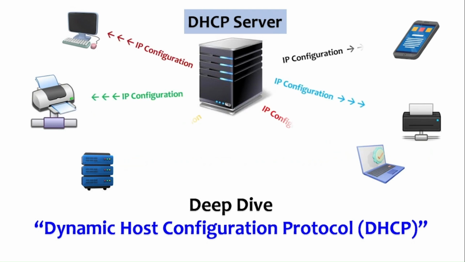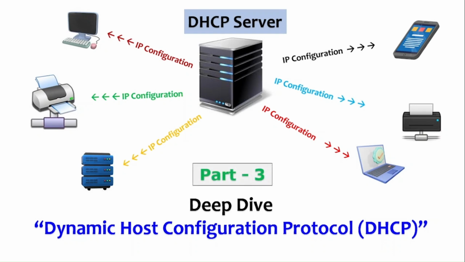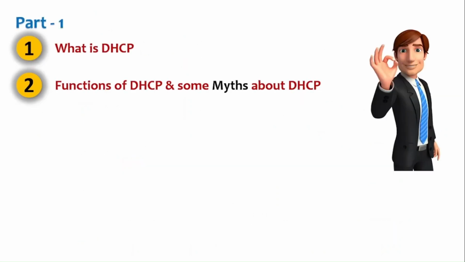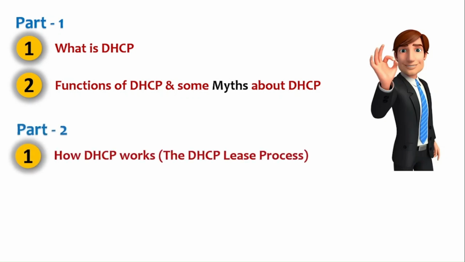So we will continue our journey on Dynamic Host Configuration Protocol, and this will be part 3, the concluding part of our series. In part number 1, we have seen what is DHCP, and we have seen some functions of DHCP and some of the myths about DHCP. In part 2, we have seen how DHCP works and the entire process called the DHCP DORA process.